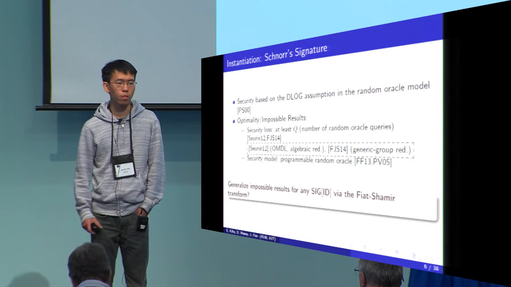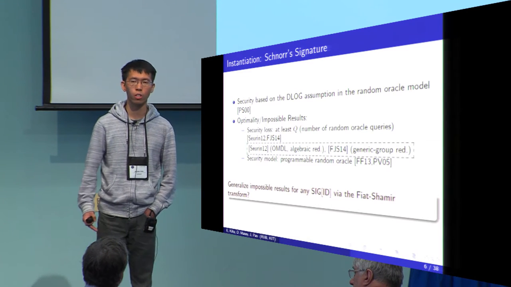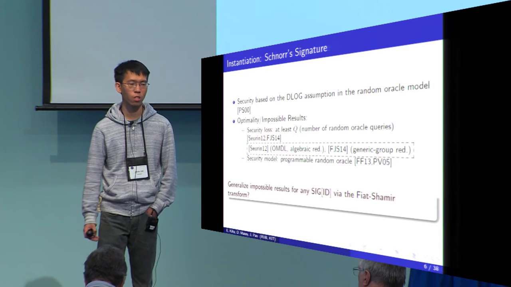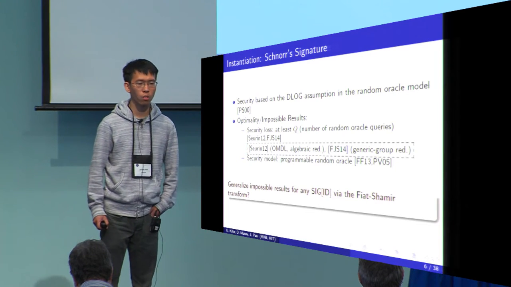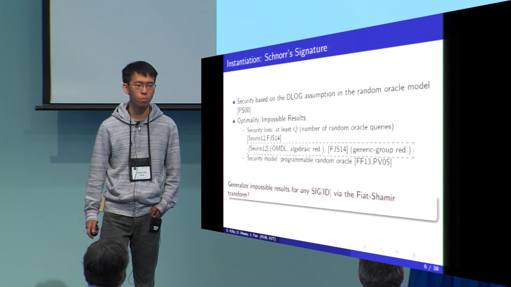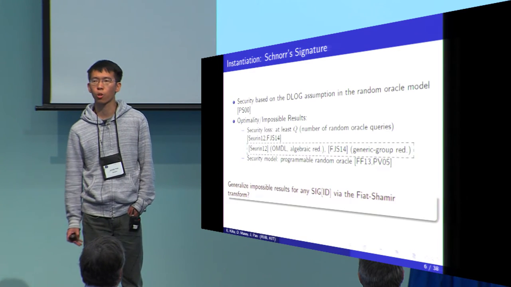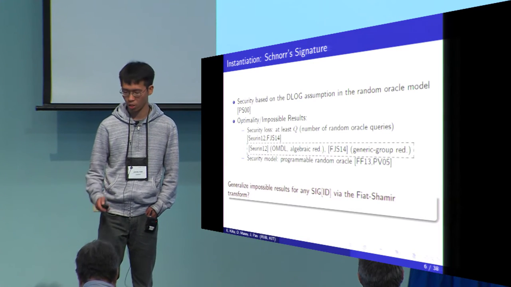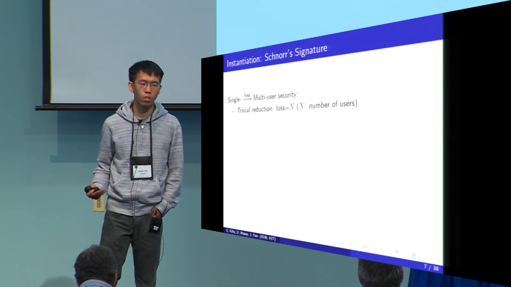But if you look closer at this impossibility result, it's actually quite specific to the Schnorr case. For example, in one result, it assumes the reduction is algebraic, which is really specific to the Schnorr case. For example, for FJS14, it also assumes the reduction is a generic group algorithm. So a natural question to ask is, is it possible to generalize this impossibility result to any signature scheme via the Fiat-Shamir transformation? And also at the same time, there is one important property, which is the multi-user security, right?